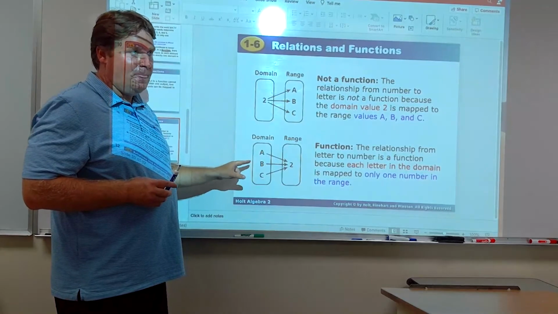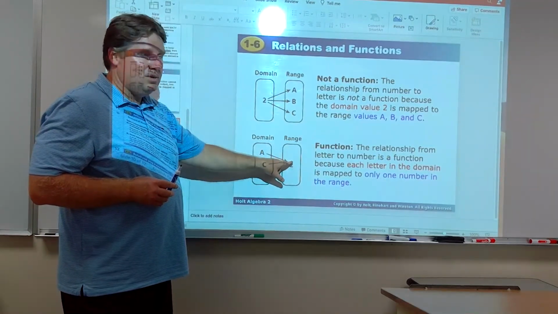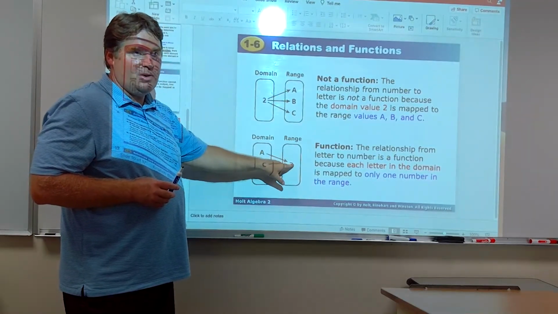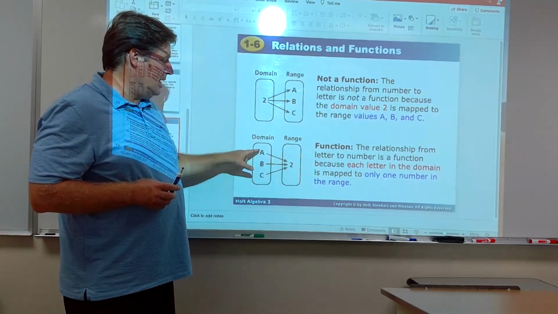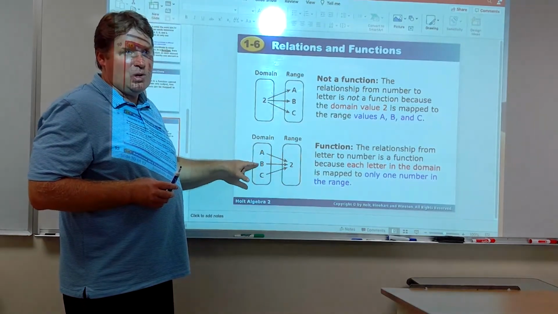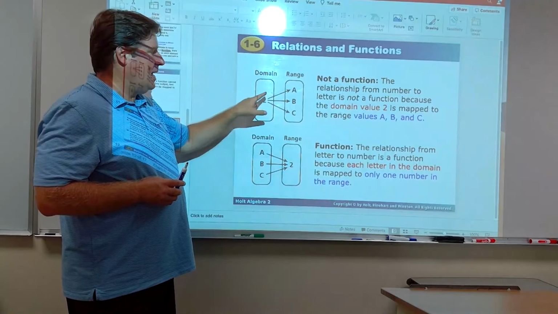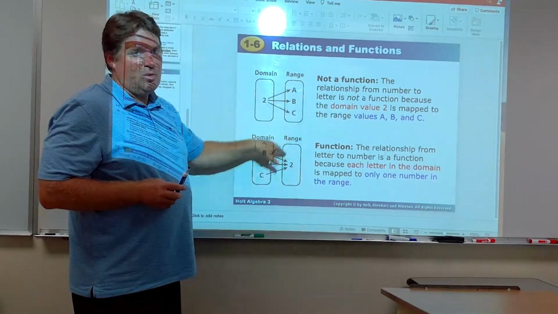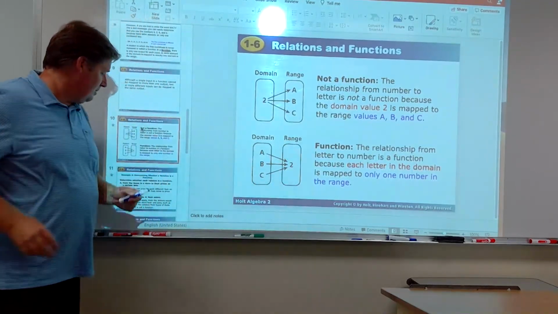This is kind of tricky. A goes to 2. Yeah, there's only one thing that A could go to. Well, B also goes to 2. So we can have different things from the input go to the same output, but we can't have the same input going to different outputs. Okay, so that can be a little tricky.